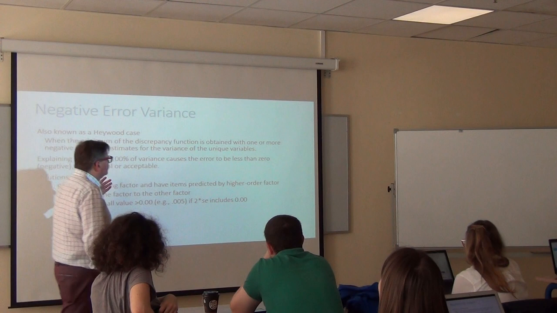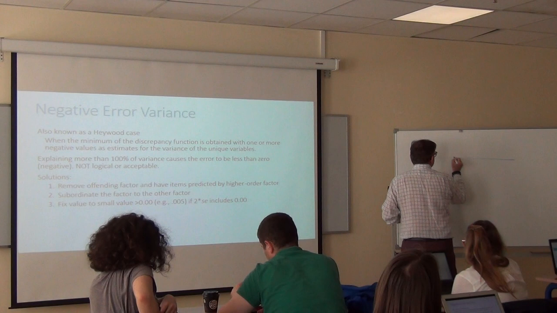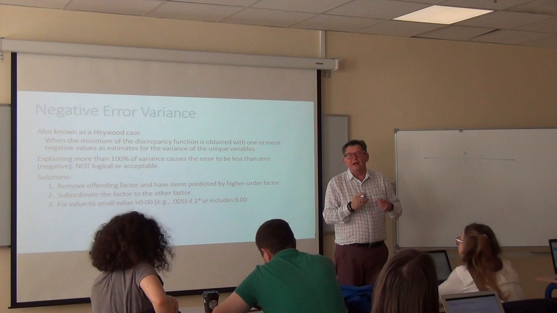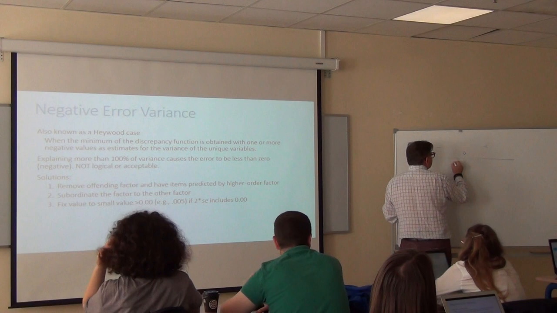So here's our number line. Here's zero. And sometimes you get a value that's here. This is negative, this is positive. And say it's negative 0.03. It's small, but it's negative.